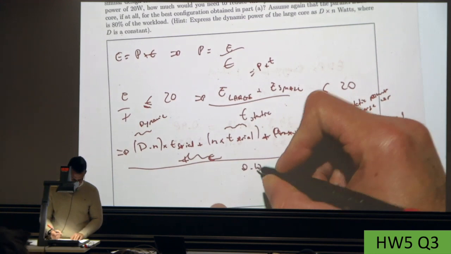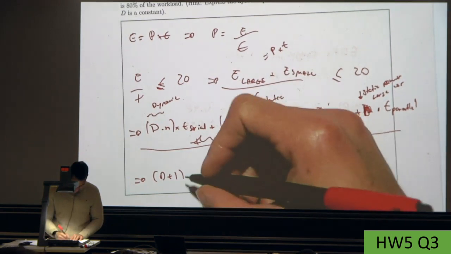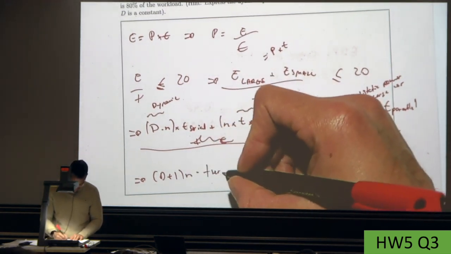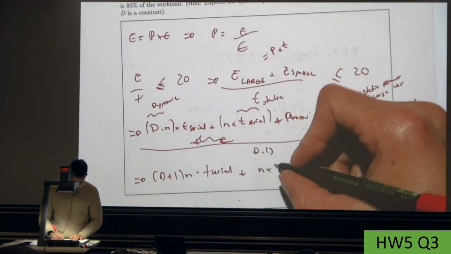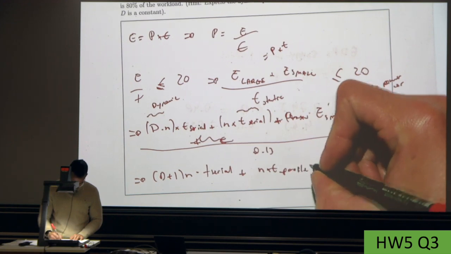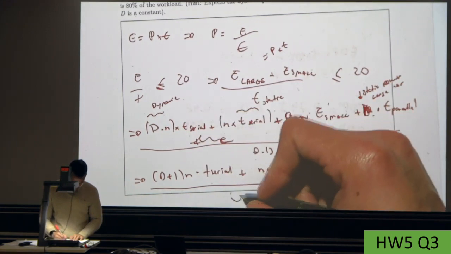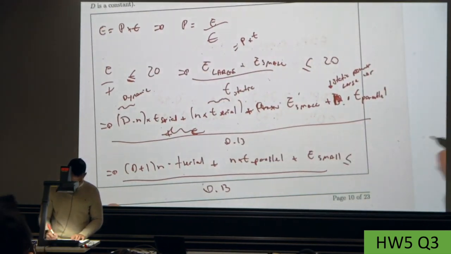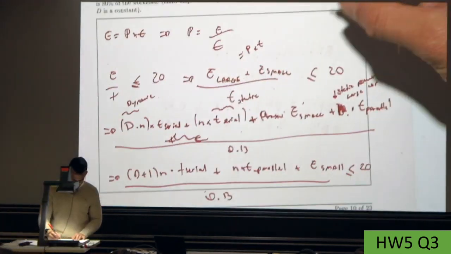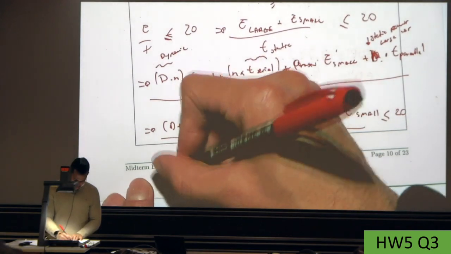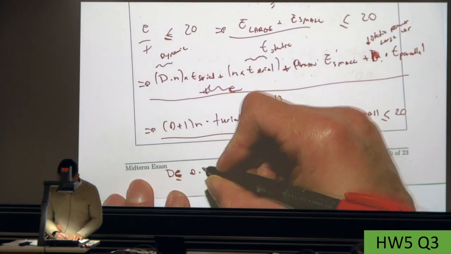Time, 0.13. So this is D plus 1 n times T serial plus n times T parallel plus the energy of the small core, divided by 0.13, should be smaller than 20. And then when you do the equation, you place n equal to 2, you're going to find out that D should be smaller than 0.3.